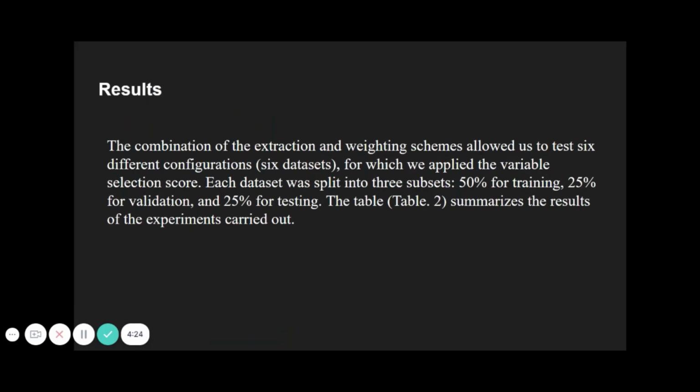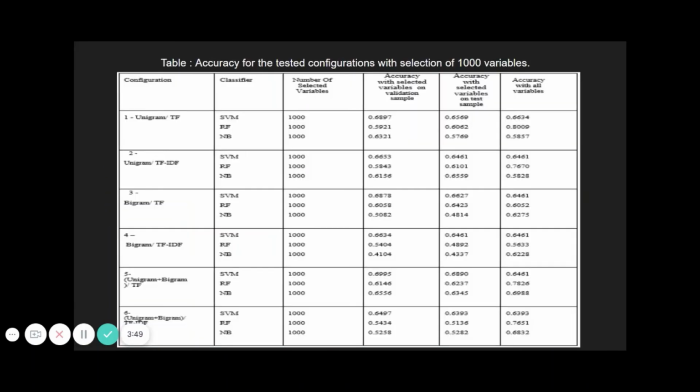The combination of extraction and weighting schemes allowed us to test six different configurations, or six datasets, for which we applied the variable selection score. Each dataset was split into three subsets: 50% for training, 25% for validation, and the rest for testing. Table 2 summarizes the results of the experiment carried out.